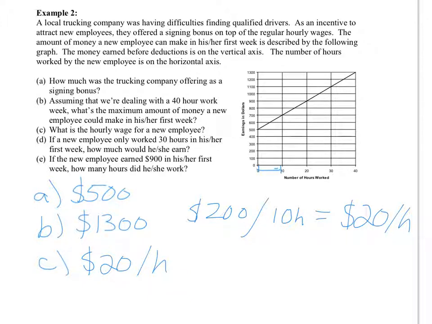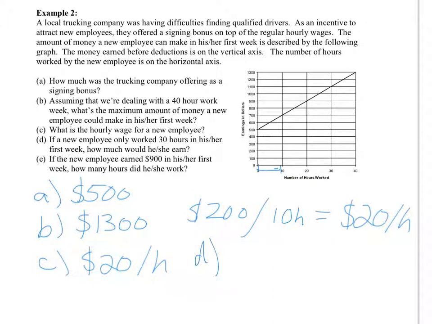And we could see that, again, if we wanted to go from here to here, from 10 to 20, well, that's 10 hours between 10 and 20. And again, their money earned would go from 700 up to 900. So again, over the next 10 hours, they earn $200 again. And $200 divided by 10 hours gives us $20 an hour.